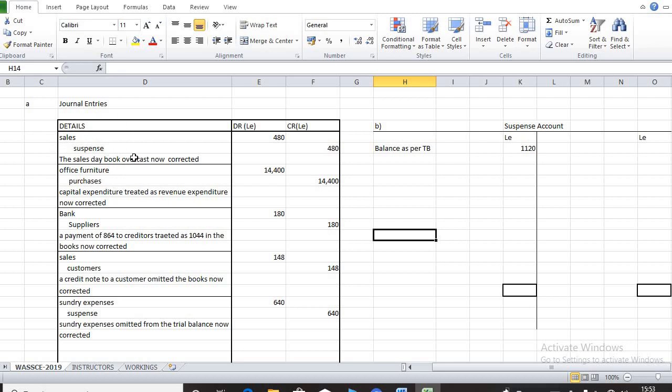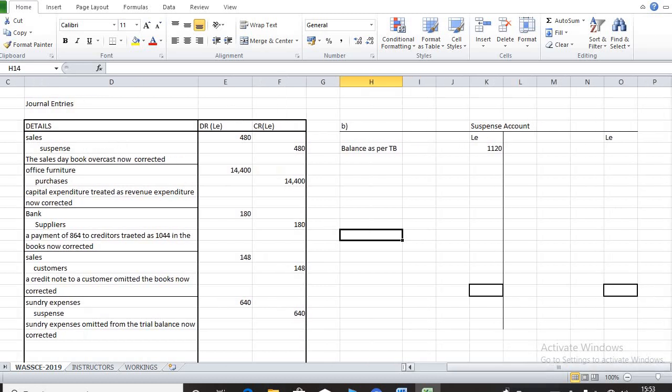You could see suspense here. Okay, suspense being credited. So when you are posting it, it will be at the credit side of the suspense account in the name of sales. Okay, so it will be in the name of the other account. So here is sales. So we post it from here to the suspense. So the credit side of the suspense is here in the name of sales. Okay. And the amount involved is how much? 480. Okay, so we are done with the first posting.